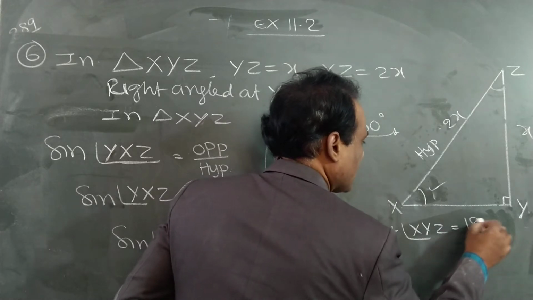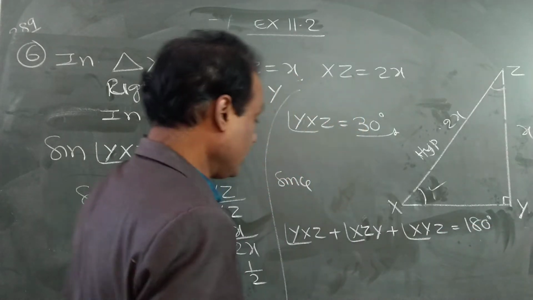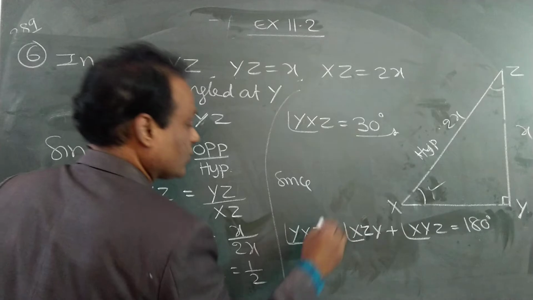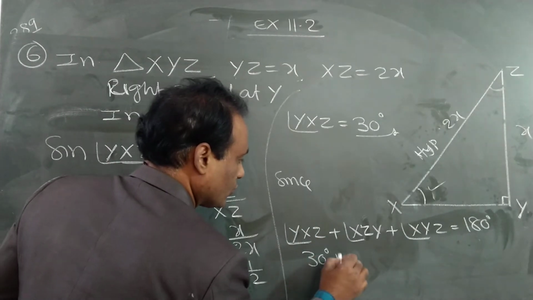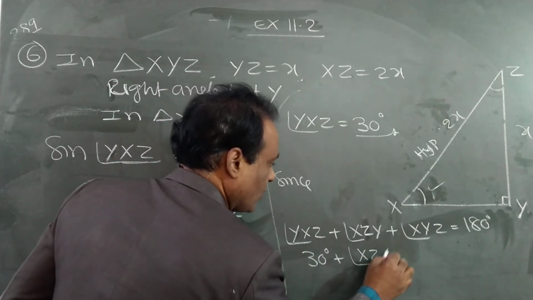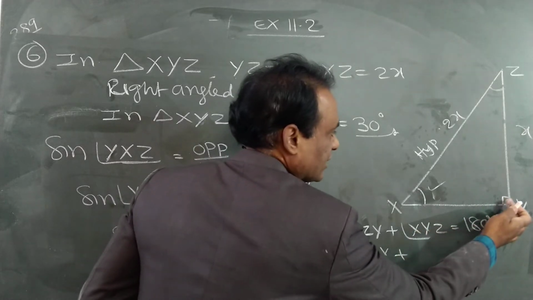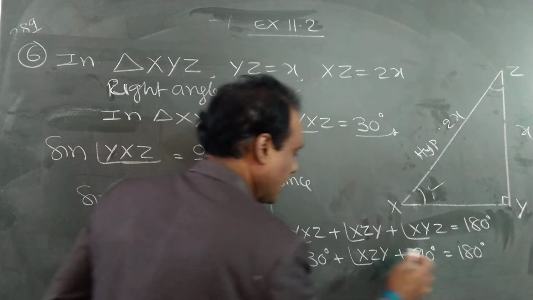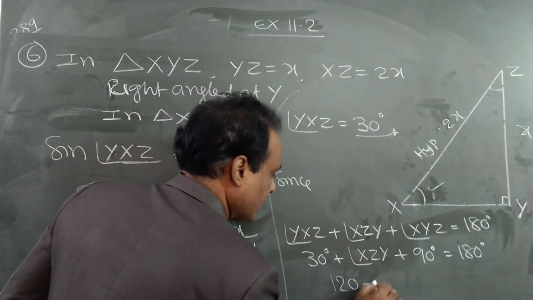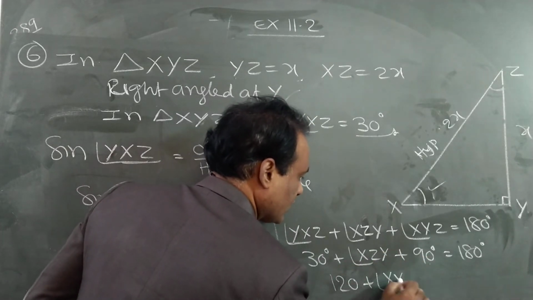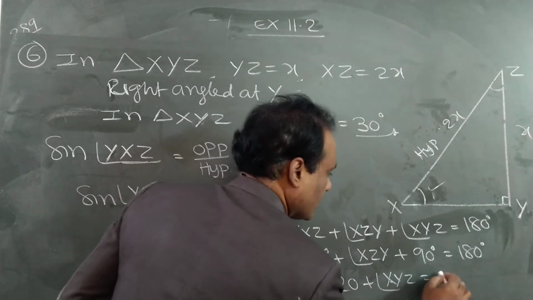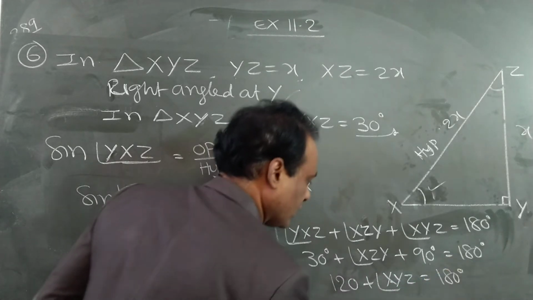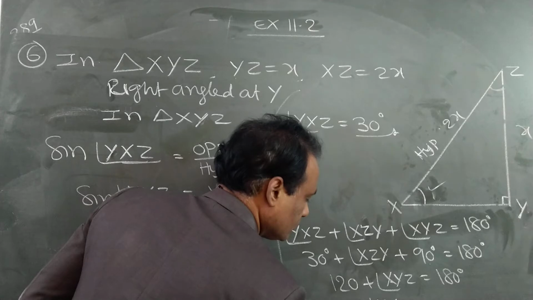So the sum of three angles in a triangle is 180 degrees. Angle YXZ, we got it as 30 degrees. This we don't know, this we have to find, plus angle XYZ, this angle is 90 degrees, is equal to 180. 90 plus 30 is 120. Take 120 to the right side, it will become minus 120. 180 minus 120 is 60 degrees.